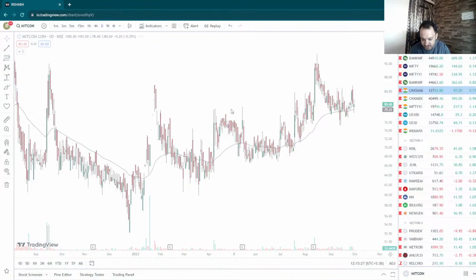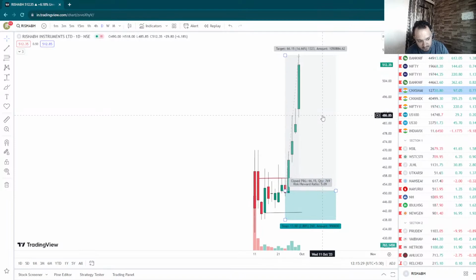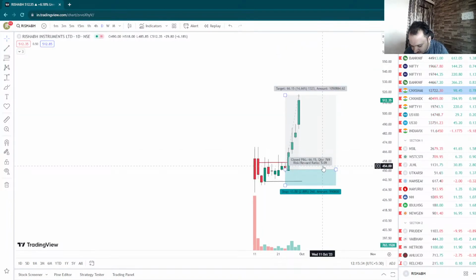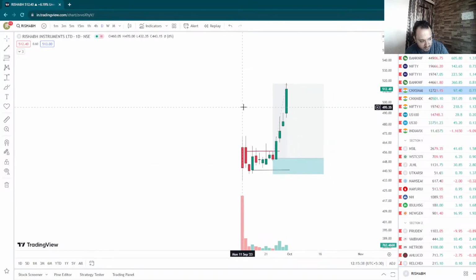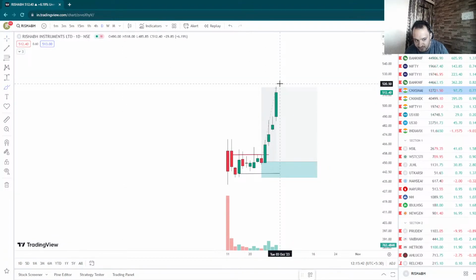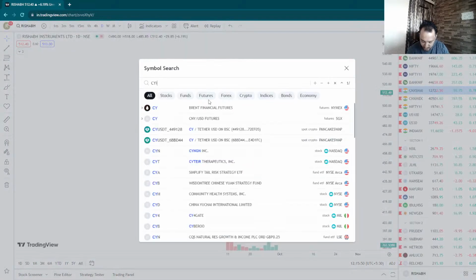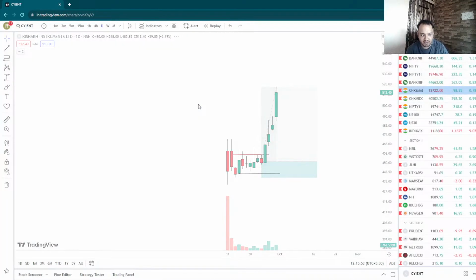Why did I exit Rishabh Instruments? Because it was giving me around 5%. So why not? I like to move around the market. I don't like to sit in one stock for a long time. If you are comfortable with holding one stock, I'll tell you why. So I'll show you many examples. Let's look at this example.